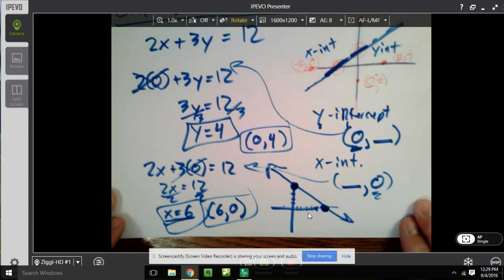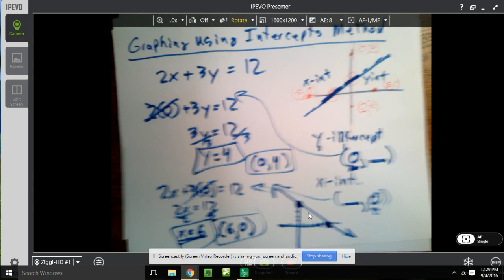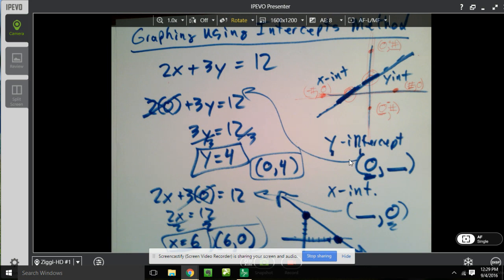Intercepts is going to be one of your most basic methods because it's going to have the least amount for you to do. It's simply 2 points, you graph them up, call it a day.